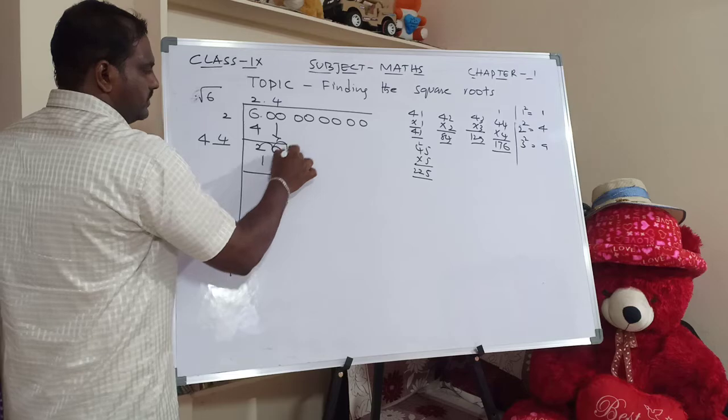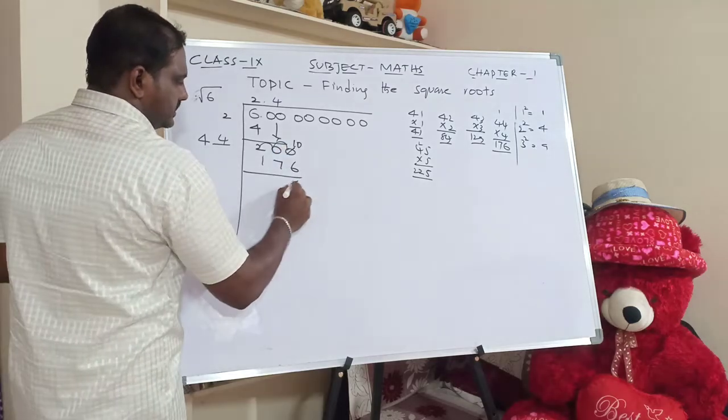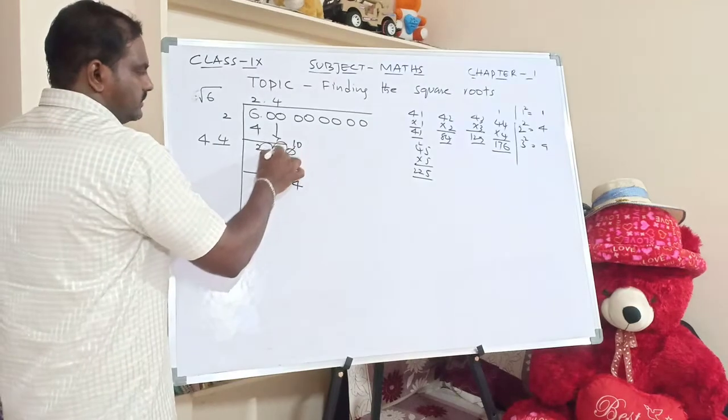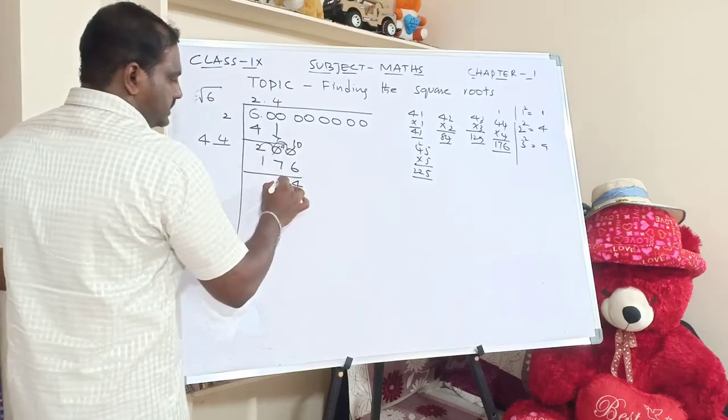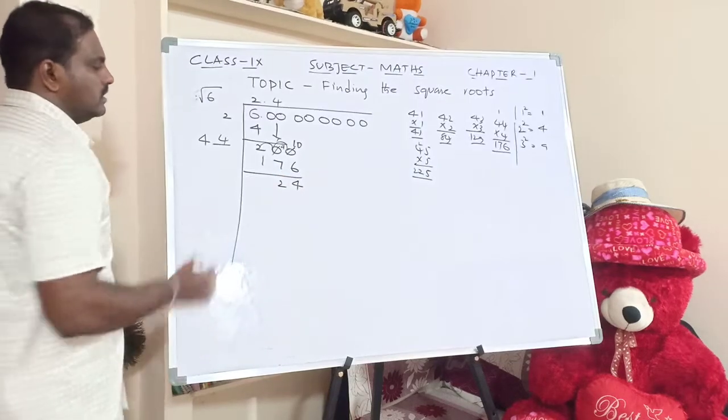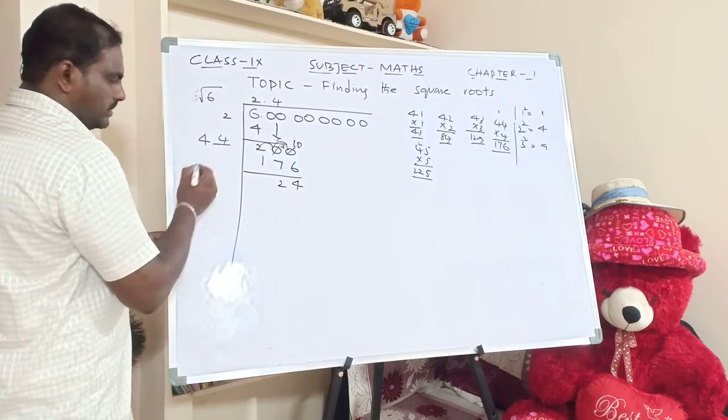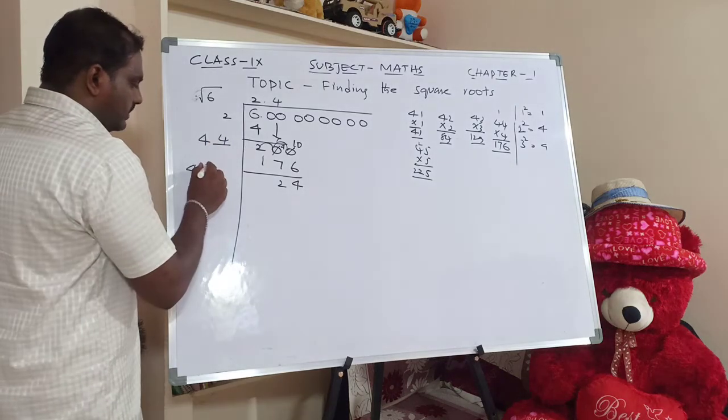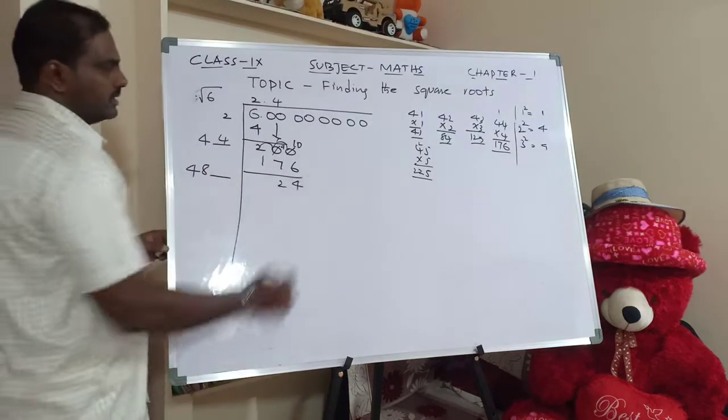Borrowing, this will be 10. 10 minus 6 is 4. And this will be 9. 9 minus 7 is 2. Then what is the next step? This will be 4, and this will be 8 and a blank.